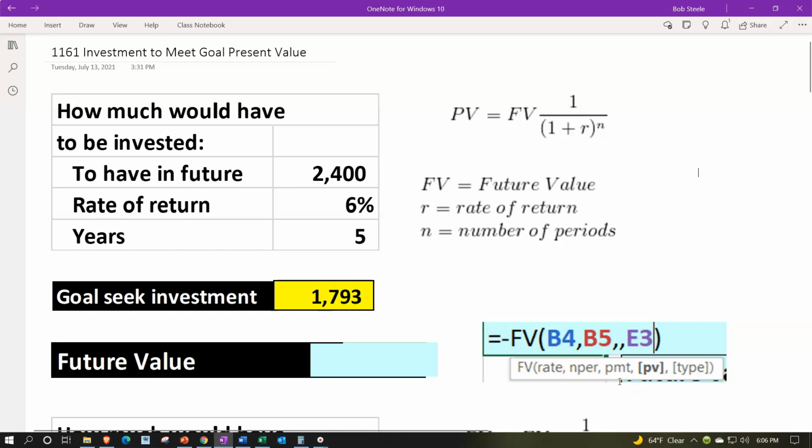The payment represents an annuity. This is not an annuity because I'm not making multiple payments. So I'm going to skip that with 2 commas. And then we've got the present value.